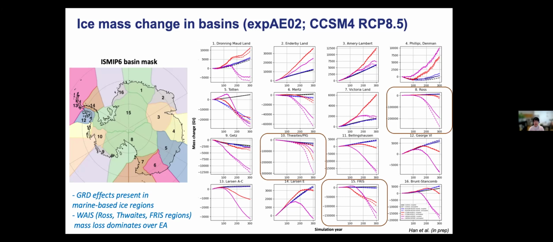And with these three regions, for example, Thwaites in here, and Ross region here, and Filchner-Ronne ice shelf region here, all in West Antarctica, they experience pretty big GRD effects. But Thwaites is dominating the effects from coupling. Another thing to note is that ice mass loss in the West Antarctic region really dominates over mass loss in East Antarctica by even up to an order of magnitude.